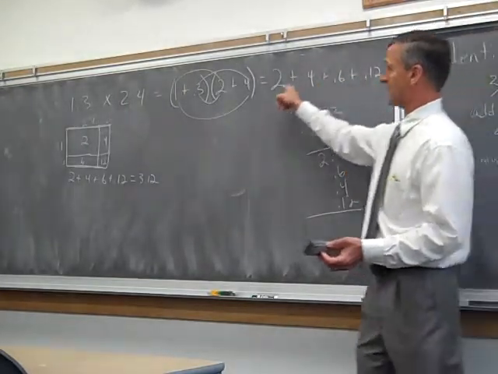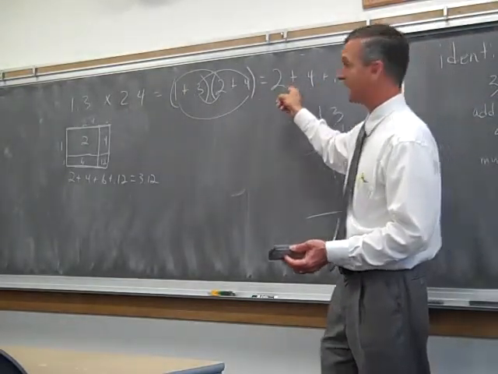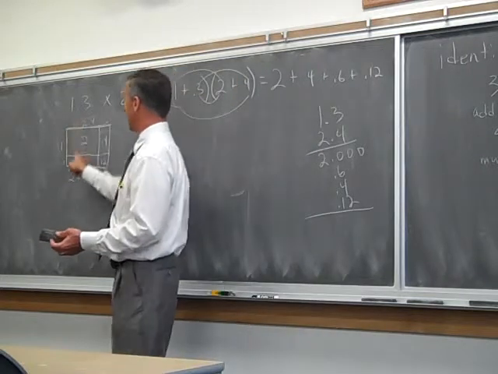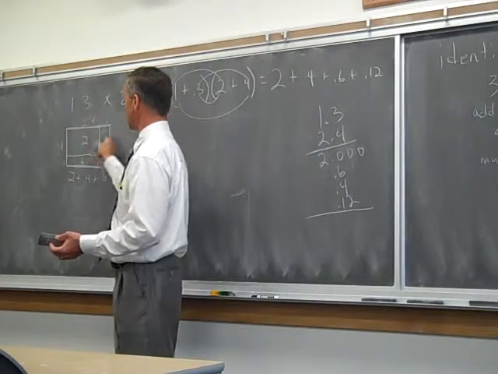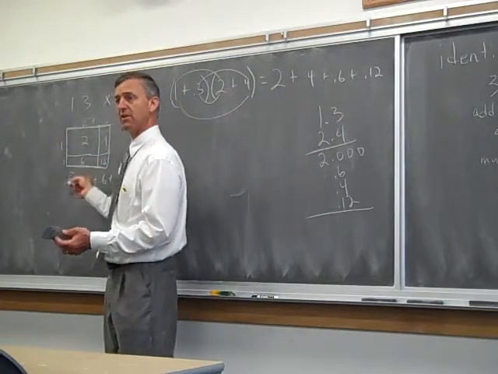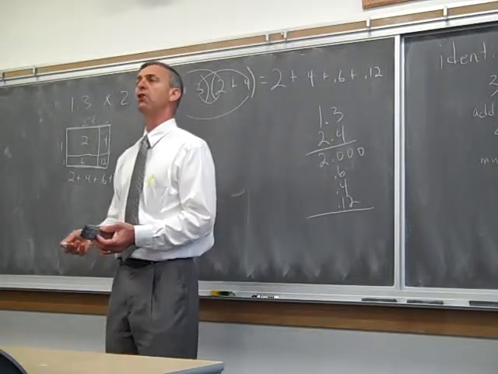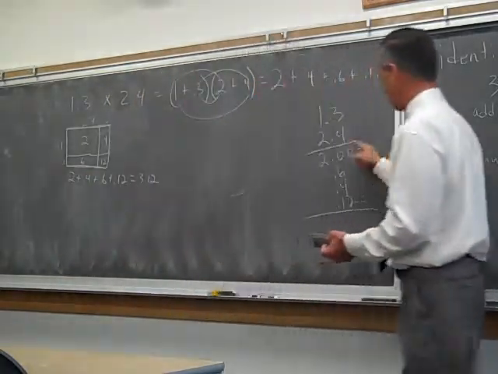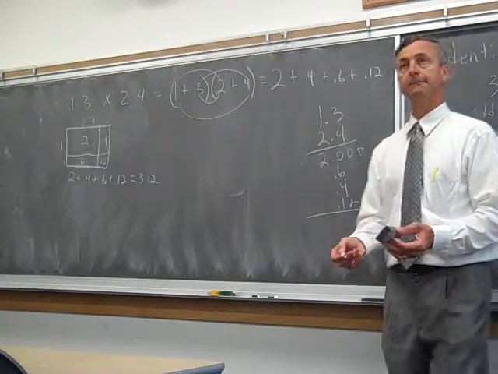Everybody see how they're like the distributive property horizontally? And it's like our area model where we have different subsections of the big rectangle, and each subsection is one of our partial products, okay?